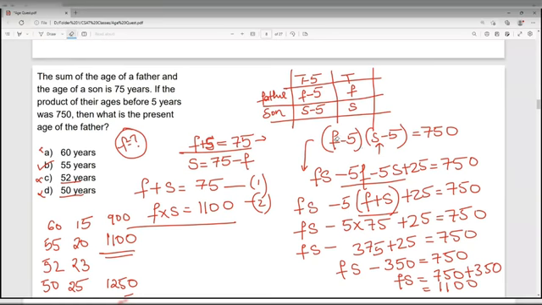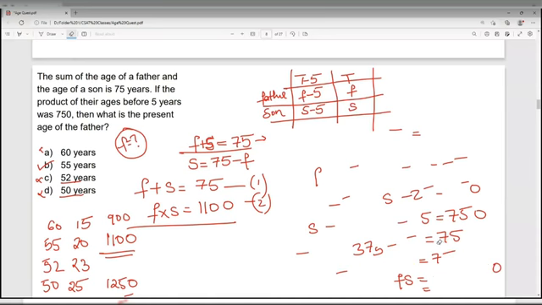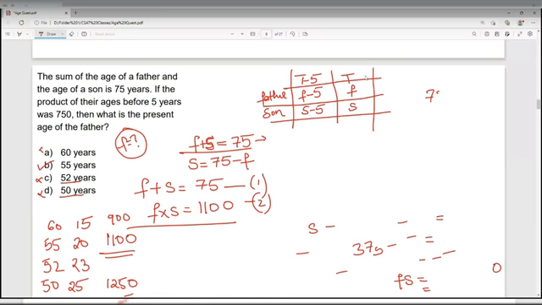So what you can do, instead of these long calculations, is just try out the numbers directly. So what they've said is the sum of the father's age and the son's age is 75, and the product 5 years before is 750. So you can try one by one.